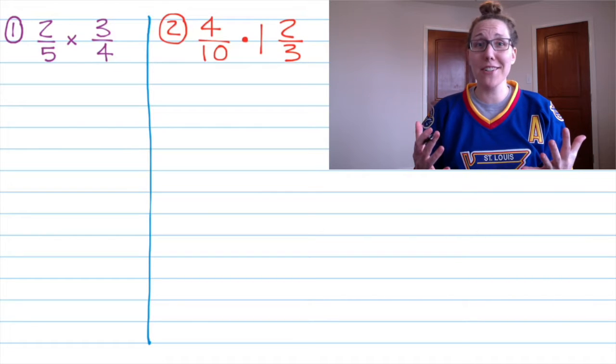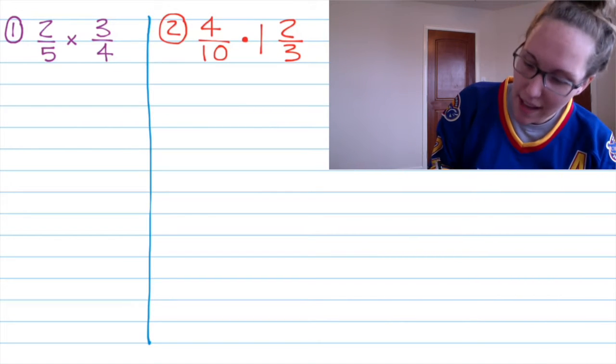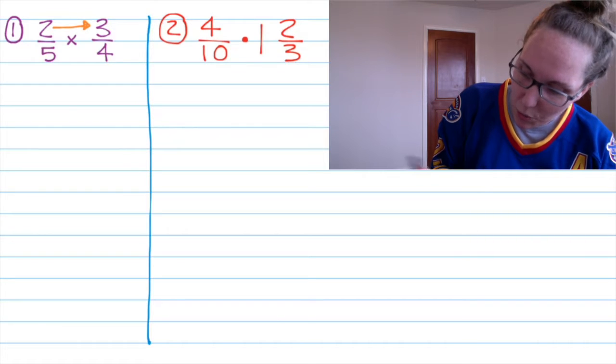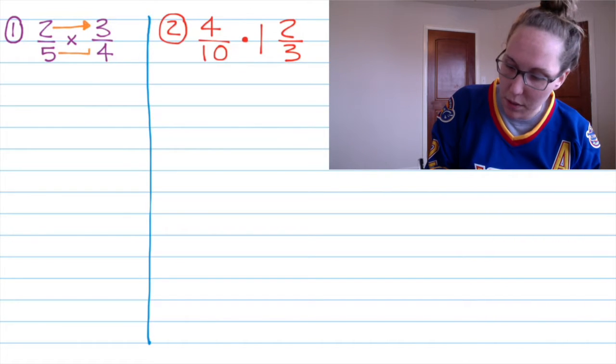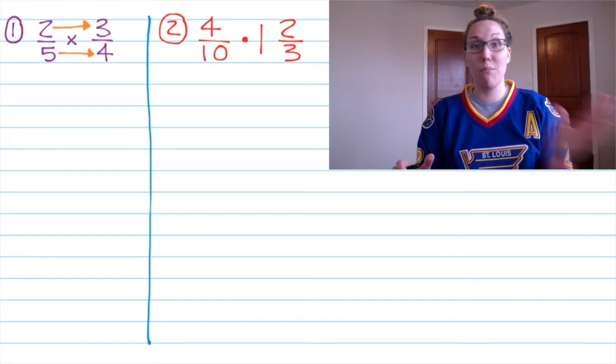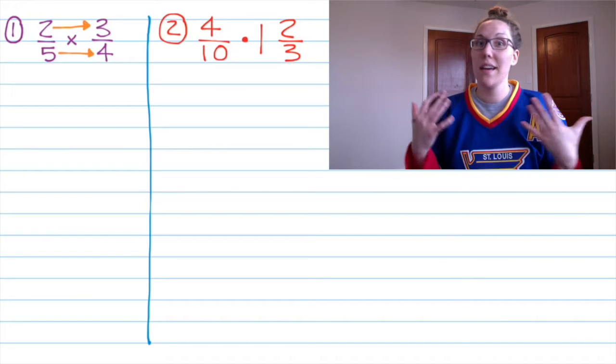Now multiplying fractions is actually just as easy as multiplying right across. That's all we're going to do for both of these. We're literally just going to multiply across and simplify, and that's it.